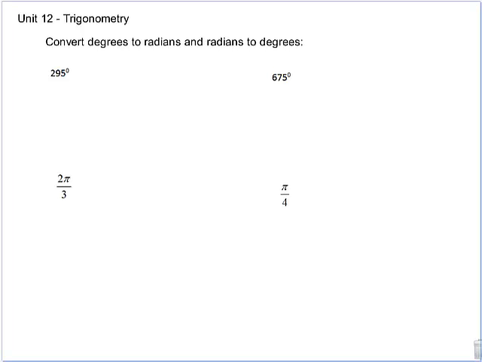Algebra 2, reviewing for semester 2 final. We're going to convert degrees to radians and radians to degrees. So we have to recall that a conversion ratio is 180 degrees is equal to pi radians.